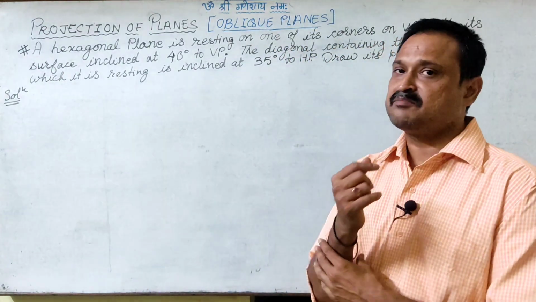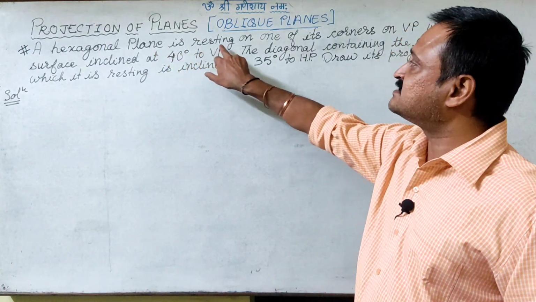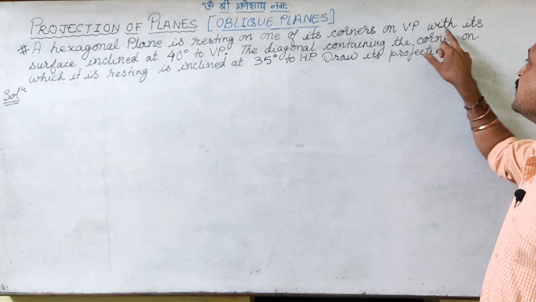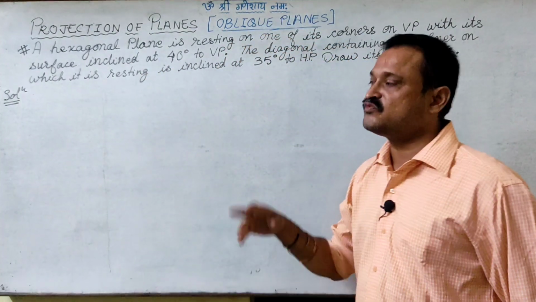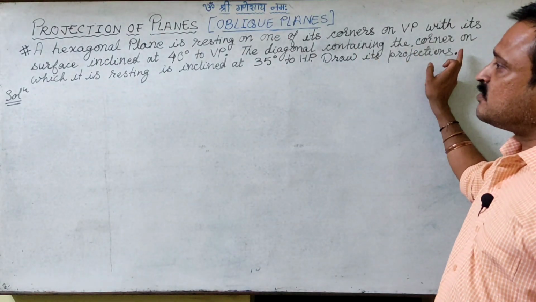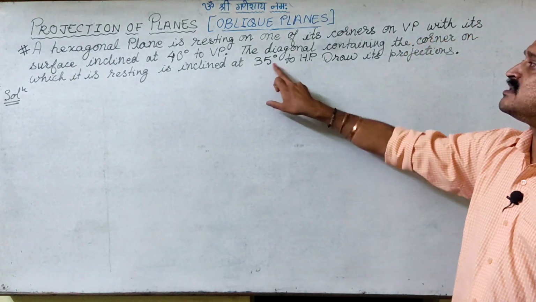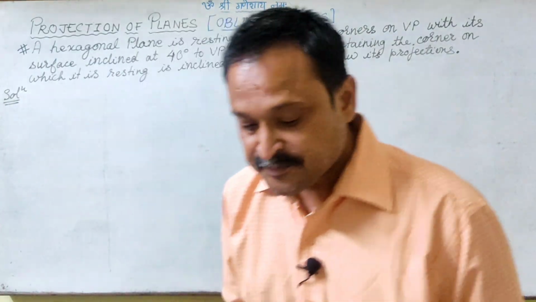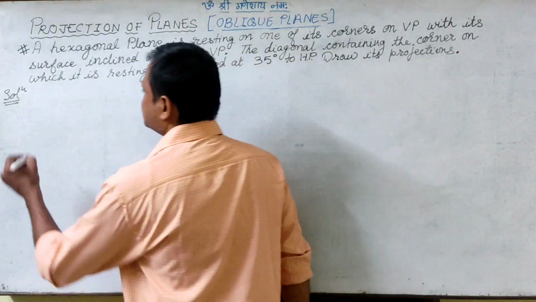So I have this example wherein it is said that a hexagonal plane is resting on one of its corners on the vertical plane with its surface inclined at 40 degrees to VP. The diagonal containing the corner on which it is resting is inclined at 35 degrees to HP. We have to draw its projections. Now first let us take down what is given to us.